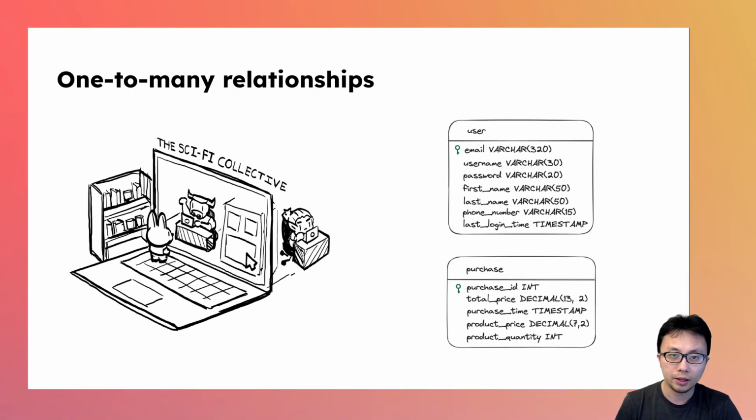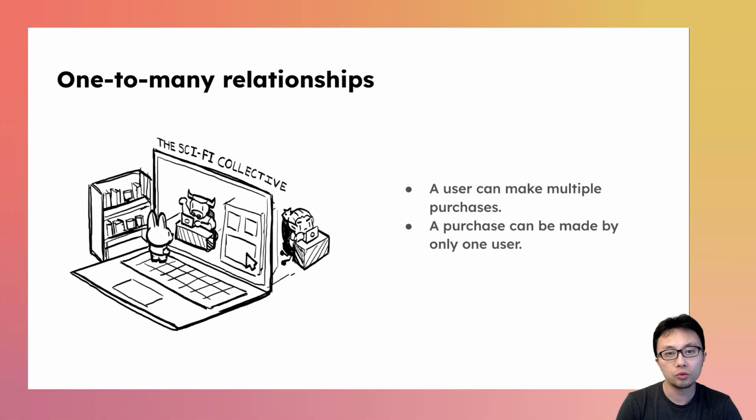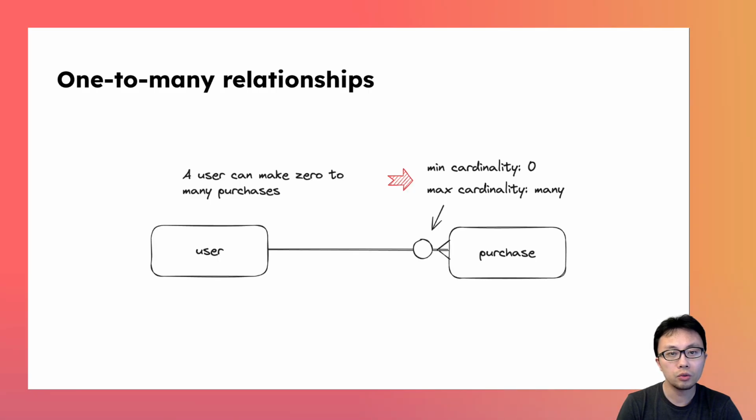Let's look at another example. For the same database, you have identified and developed two entities, user and purchase. Their relationship is summarized as what you see here on the screen. A user can make multiple purchases. A purchase can be made by only one user. A user may make 0 to many purchases.